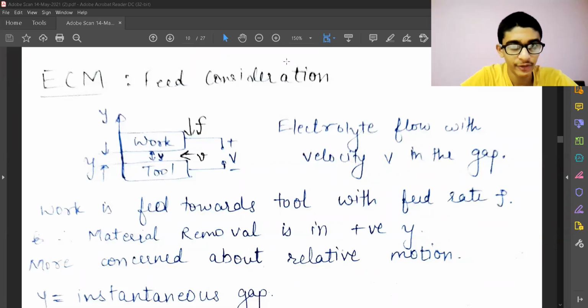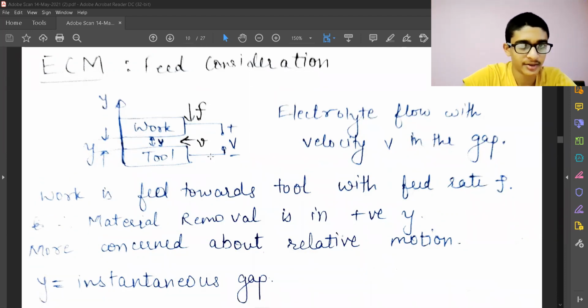So we'll start with the part of feed consideration in electrochemical machining. Earlier we have seen the mathematical formulation for material removal and the charge which was available to us. Now we'll see the feed consideration. So this is the arrangement made. The workpiece has the positive charge, the tool has the negative charge.